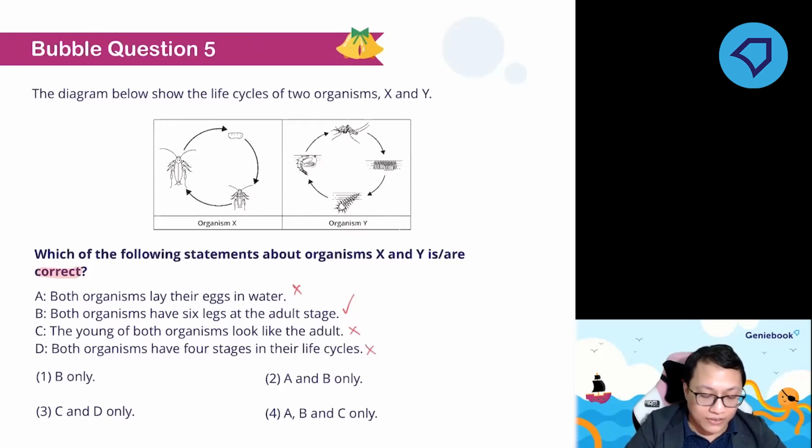Yeah, so that's why this one is correct. So the answer is 1. Remember, only the correct statements. Yeah, so that's why the answer is 1. Why? Because B is the only correct statement.